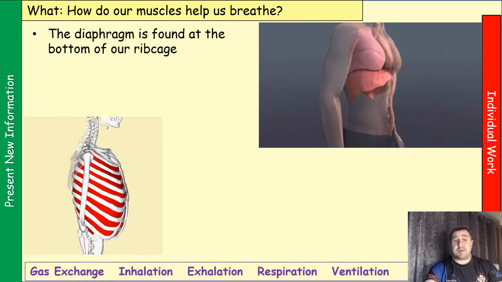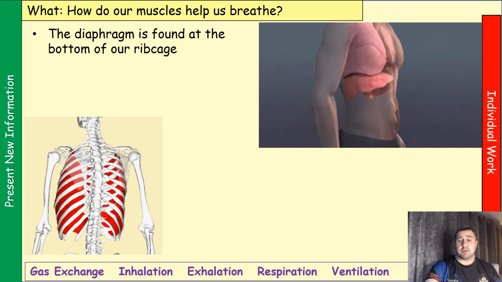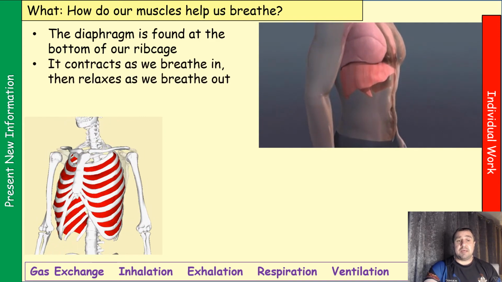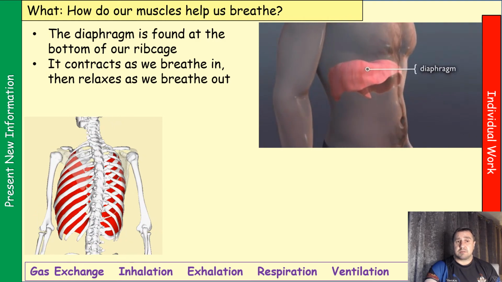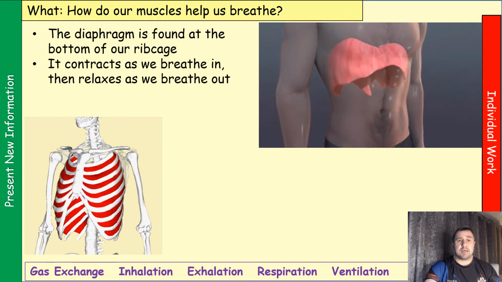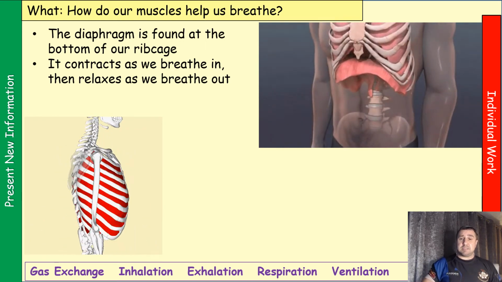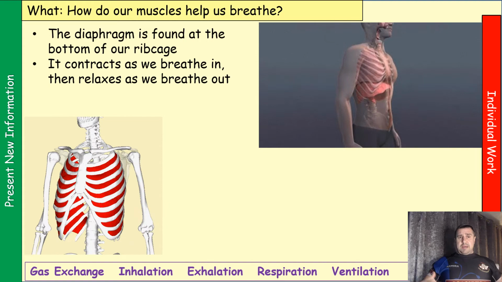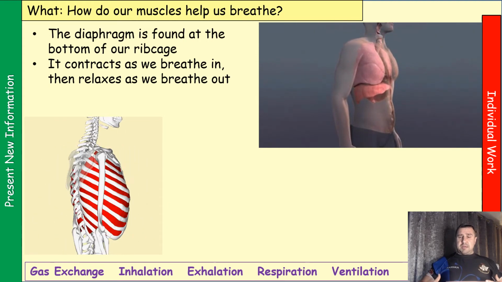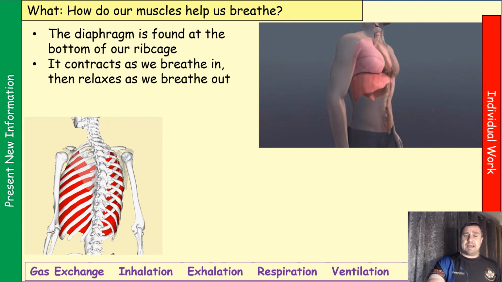So the diaphragm is found at the bottom of the rib cage, as I mentioned earlier. When you breathe, it contracts. So it contracts when you breathe in, and when you breathe out, it relaxes. When you breathe in, it contracts and your chest gets bigger, and when you breathe out, it relaxes.